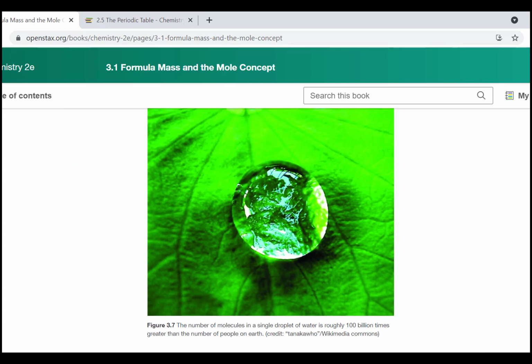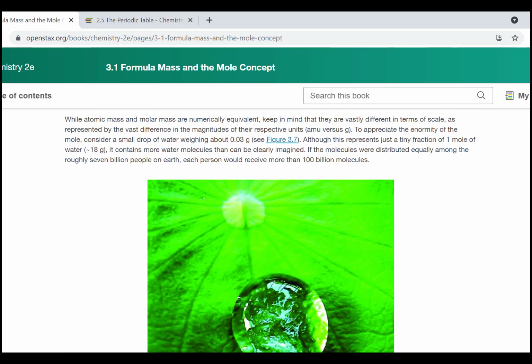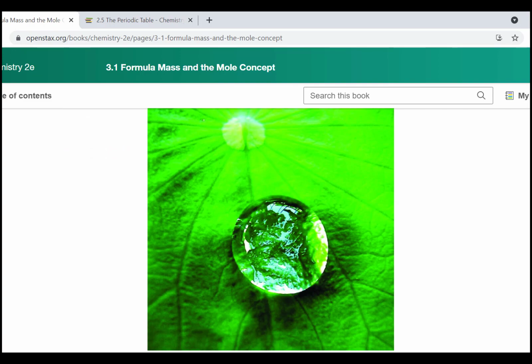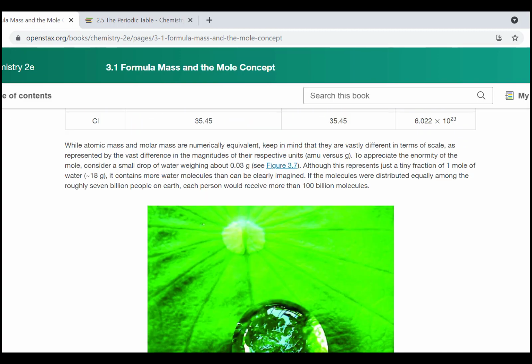I want to talk a little bit about this example. So the example they're talking about here is if you have a drop of water and you take all of the water molecules in that drop. Is that what they're saying?